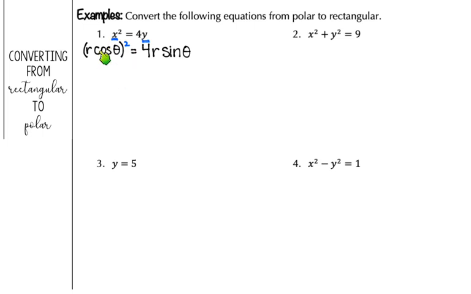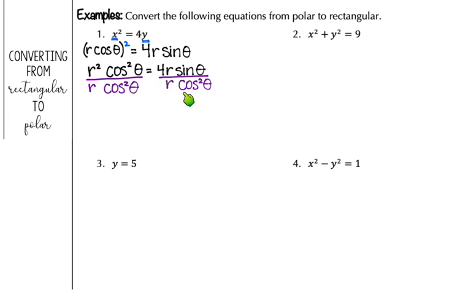I want to rewrite this with the squaring, so I've got r squared and cos squared. I'm going to divide both sides by r because they both have an r. And I have r, and I'm also going to divide both sides by cosine squared so that I'll be left only with an r on the left-hand side. And on this side, we're going to have 4 sine theta divided by cosine squared. And that's the final answer. That's the equation in polar form.